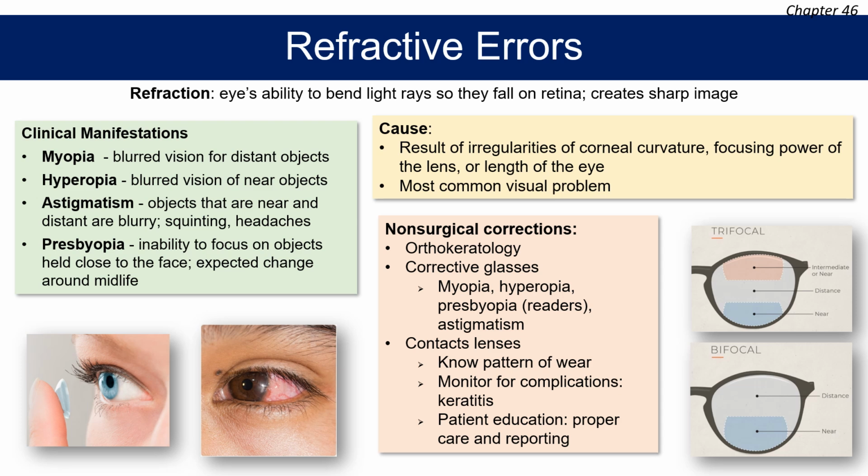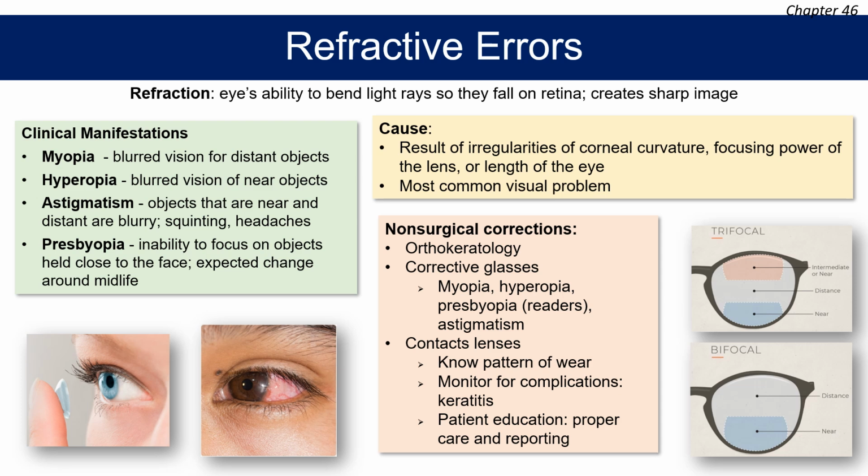Myopia is blurred vision for distant objects. That means you can see up close clearly. If you can see myself in the mirror up close, that would mean you are nearsighted. You can only see near. Then we have hyperopia, which is the opposite. You have blurry vision of objects that are close by, but you can see distant objects clearly, so you're farsighted.